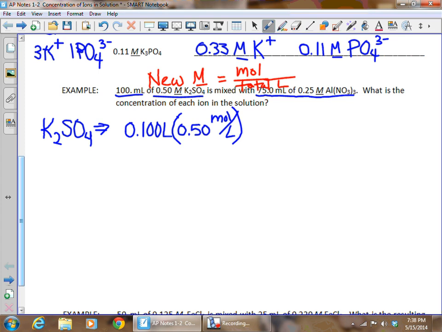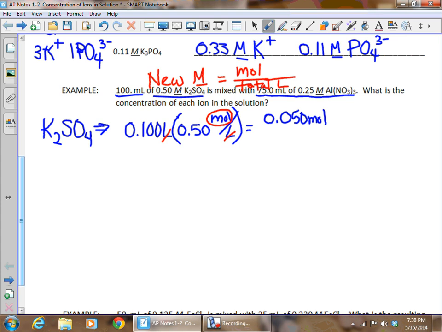So look at what happens when we do this. When we multiply by moles per liter, our liters cancel, and we're left with moles. That needs to be so ingrained in your head: liters times molarity gives you moles. I'm going to say it one more time. Liters times molarity gives you moles, because you're going to use that over and over. So when we do this, that gives us 0.050 moles of our K2SO4.